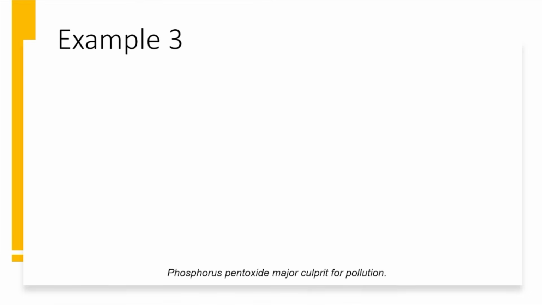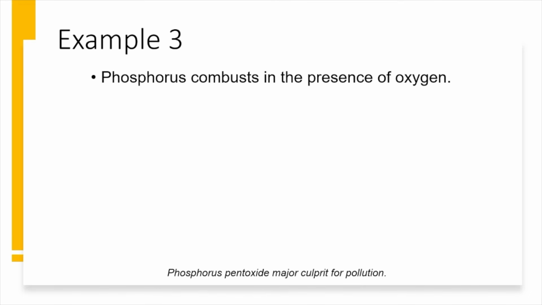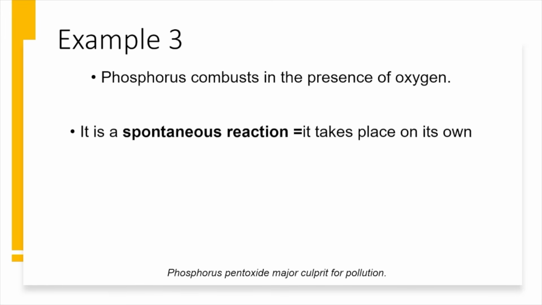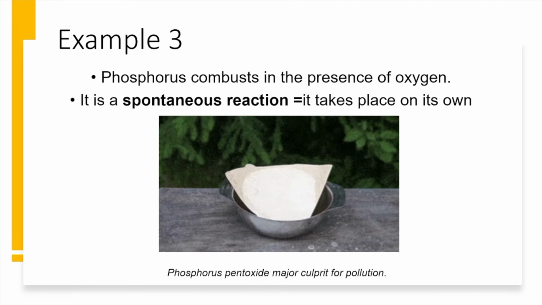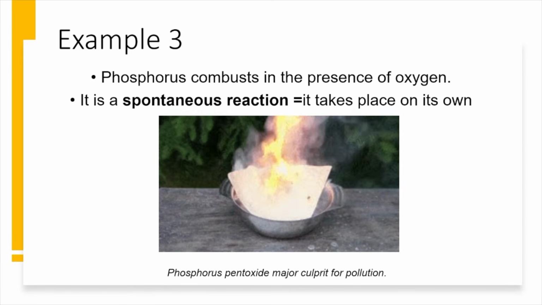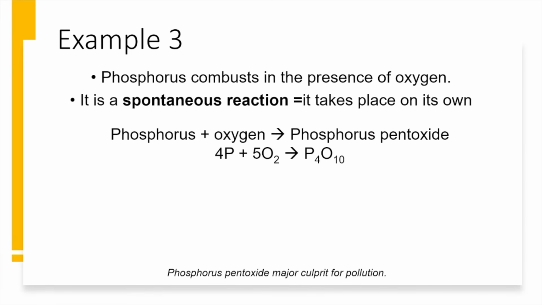Our last example is the reaction of phosphorus. So phosphorus combusts in the presence of oxygen, and it is a spontaneous reaction, which means we do not need to ignite the phosphorus in order for the combustion to occur. It happens by itself. Our word equation is phosphorus plus oxygen, which gives us phosphorus pentoxide.